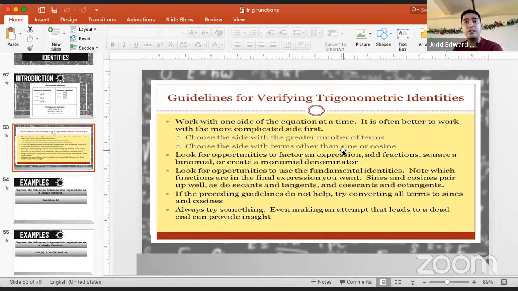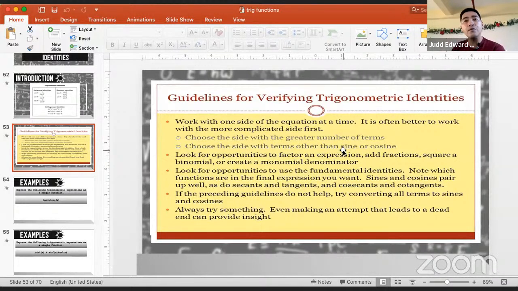Next, look for opportunities to factor an expression, add fractions, square a binomial, or create a monomial denominator. So in this case, ang sinasabi lang nito ay to simplify. So we need to simplify. Kailangan matalas yung mata mo na makita mo agad na, eto, pag factor out ko to, magka-cancel sila ng denominator and then it will turn out that it is equal to the right side.